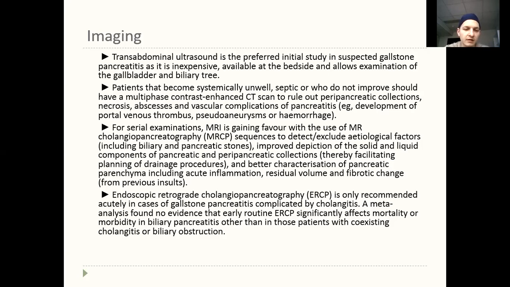Endoscopic retrograde cholangiopancreatography, ERCP, is only recommended acutely in cases of gallstone pancreatitis complicated with cholangitis. A meta-analysis found no evidence that early routine ERCP significantly affects mortality or morbidity in biliary pancreatitis other than in those patients with coexisting cholangitis or biliary obstruction.